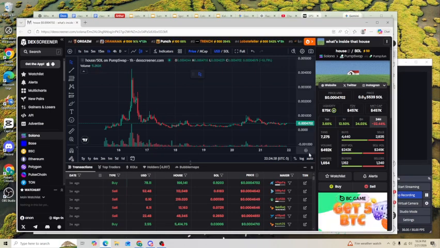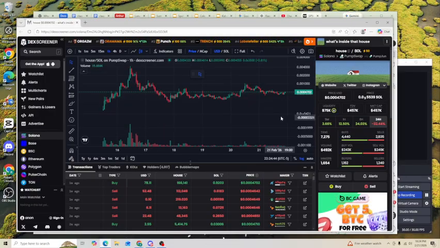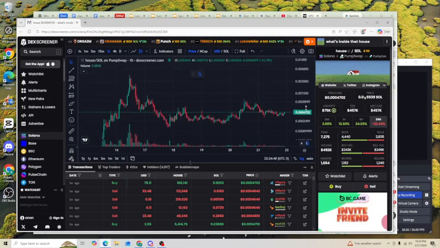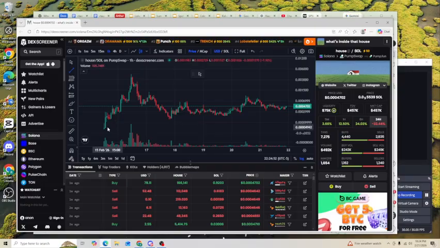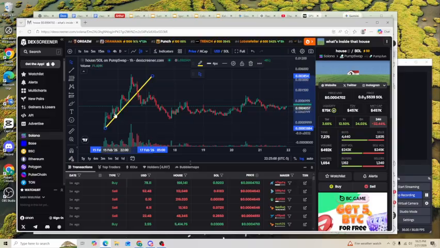So, first thing with the memes especially, we got to come down here. We got to switch to the logarithmic scale. You're just going to get more accurate detail on what's really going on. And then with any meme, this was the move. That was the big move. That was the real deal. Hope you wanted to get in somewhere in here.